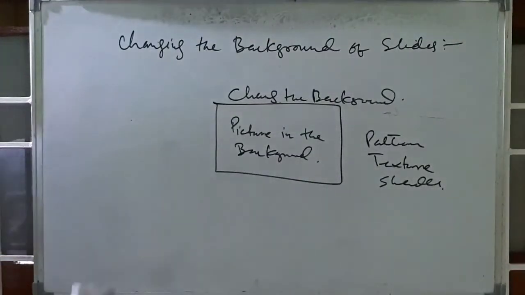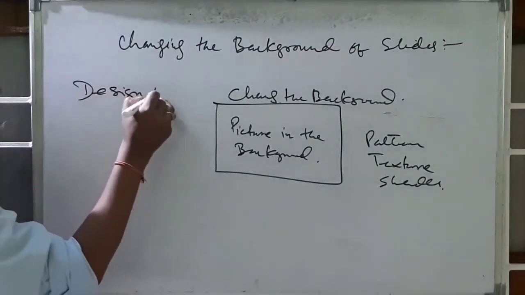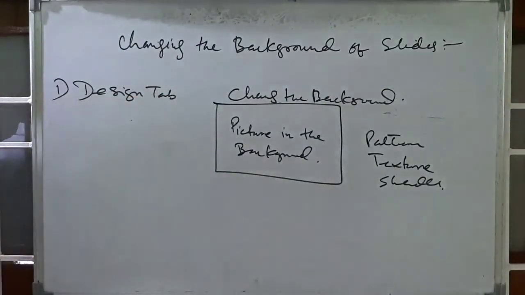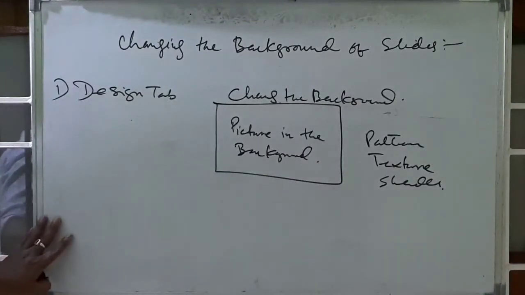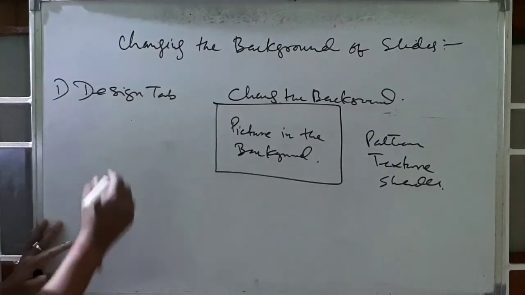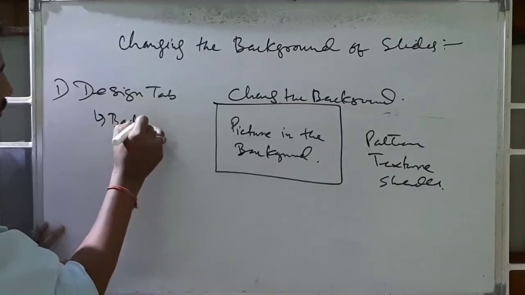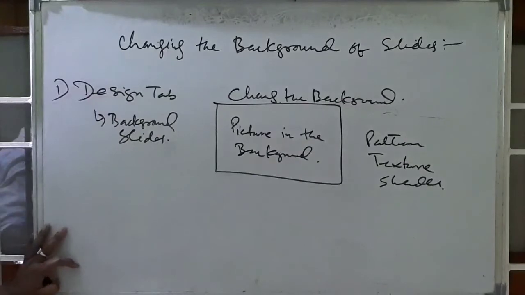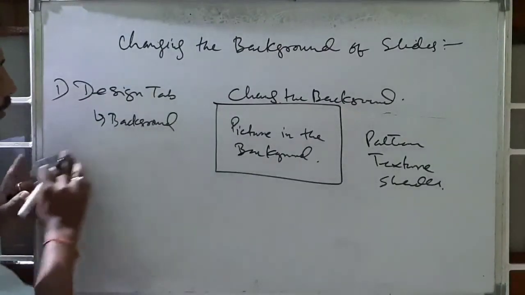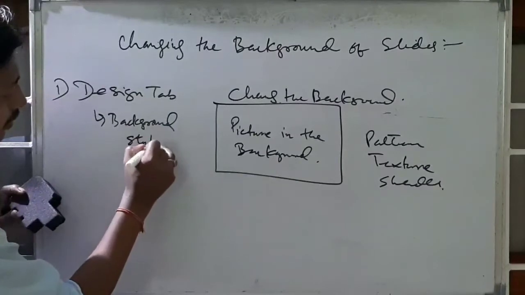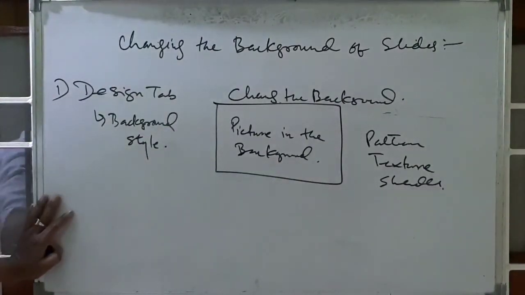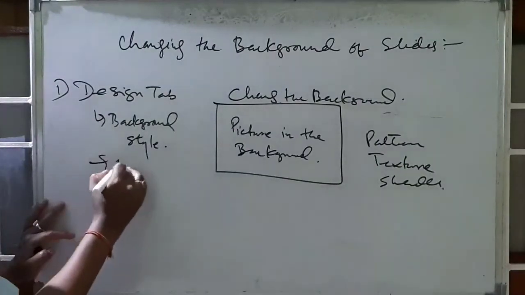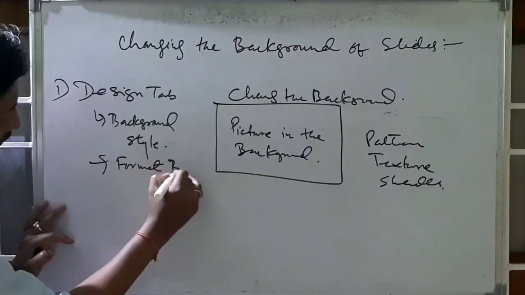First, you have to click on the design tab. After that, choose the background style options. Not background slides, background style options. Now after that, select the format background. After that, you have to select the format background.